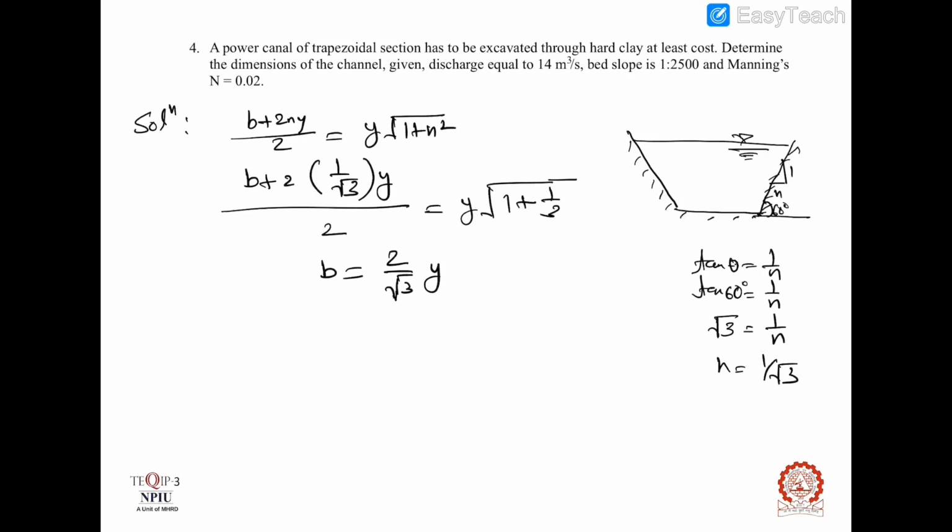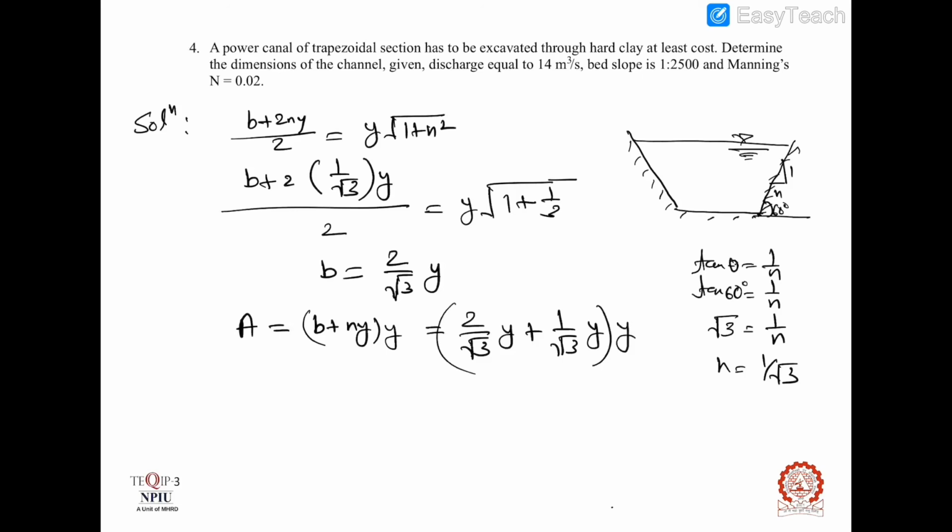After that, we have to apply here Chezy's equation. First of all, let's find the area of flow in terms of depth of flow. A for the trapezoidal channel is (b plus ny) multiplied by y. Substitute the value of n and b in this equation, then we will have the area of flow in terms of y only. Then b is equal to 2 by root 3 y plus n is 1 by root 3 y, whole multiplied by y. Then A will be equal to root 3 y square.